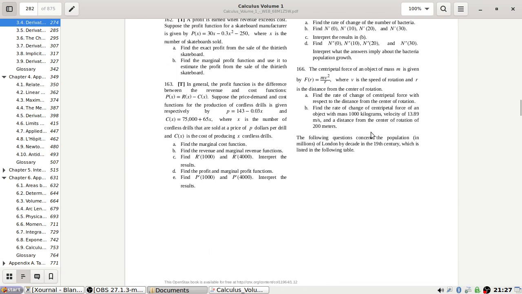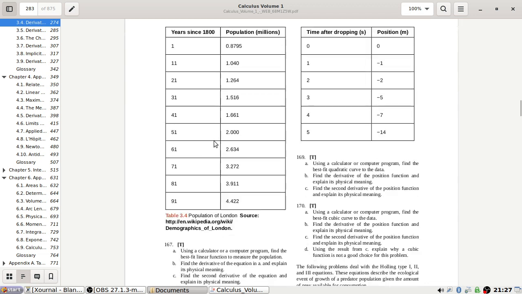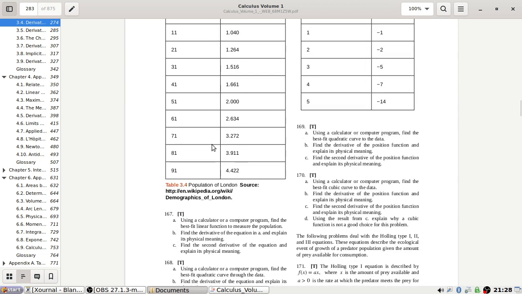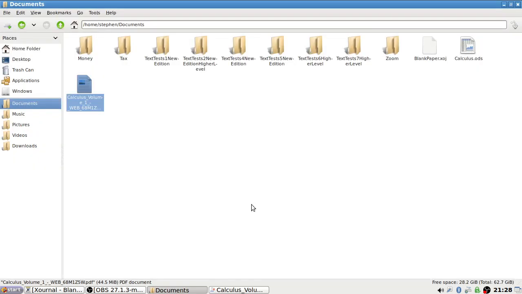So the following questions concern the population in millions of London by decade, years since 1800, population in millions. Using a calculator or computer program, find the best fit linear function, find the derivative, find the second derivative. Well, the second derivative is going to be 0 because it's a linear fit. So that's a bit weird. But anyways, calculus time.